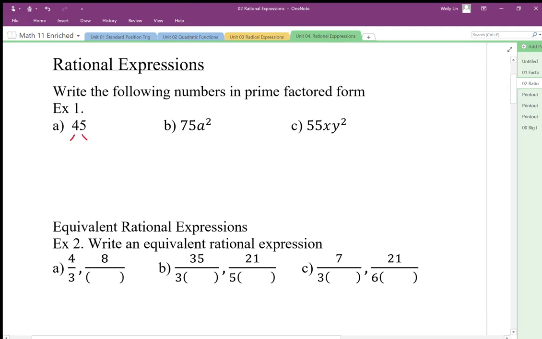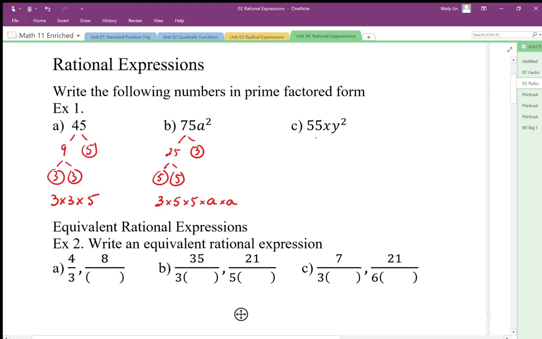So if I prime factorize 45, I can use a factor tree. So 45 can be expressed as 3 times 3 times 5 in this prime factored form. 75 we can factorize into 25 times 3. This becomes 5 times 5. Okay, so we know the number part is going to be 3 times 5 times 5. We have variable parts and we have two a's being multiplied, so we have 5 distinct factors.